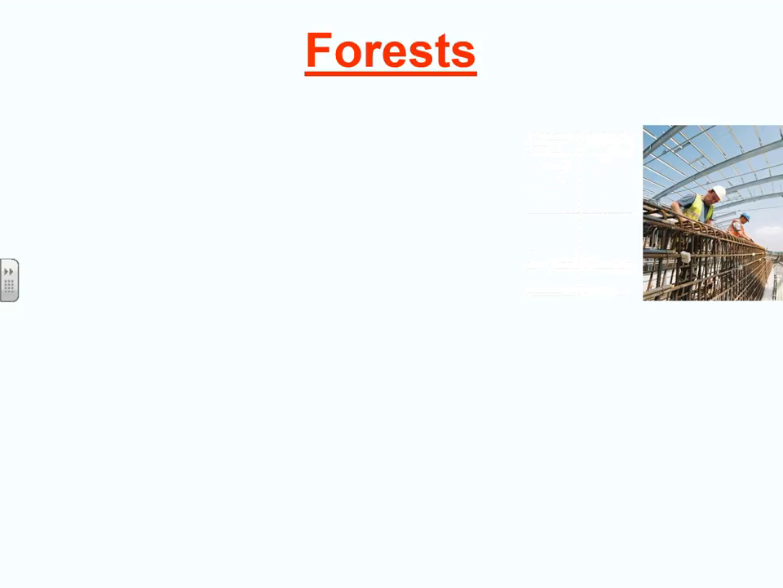Yep, it provides us with food, with medicine. And then up here in the picture, you see they have some wood here, so building materials. So forests are really, really important to us. It occupies a quarter of Earth's total land.